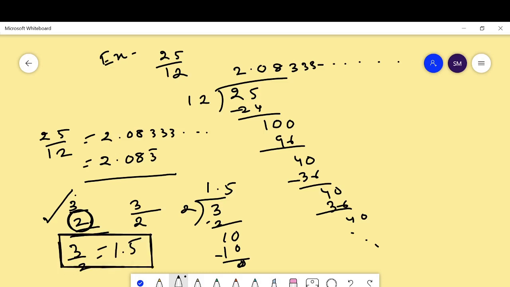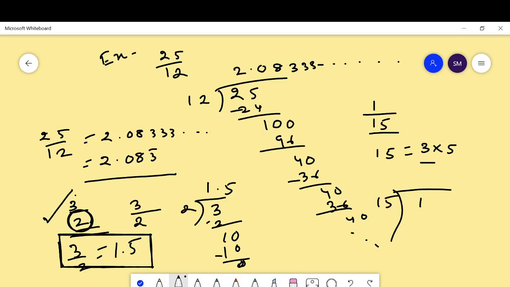Then take another example. How can we say, only by seeing the denominator, whether this is terminating or non-terminating? Suppose we are given 1 upon 15. Look at the denominator. The denominator is 15. The prime factorization of the denominator is 3 into 5. This is not only the factors 2 or 5. Here 3 is present, which means 1 upon 15 is not a terminating decimal number. It gives us non-terminating.